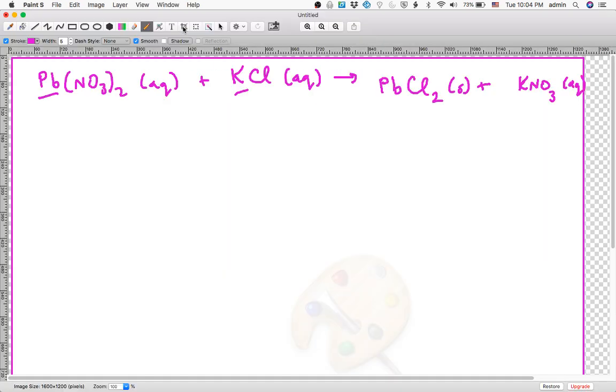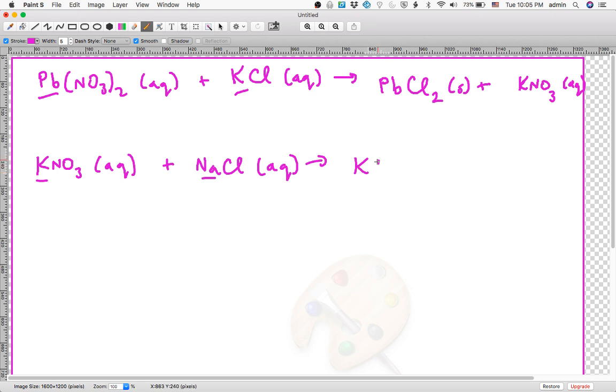So let me give you an example of a double displacement reaction that does not go. I mean, nothing happens. Let's say you have a solution of KNO3, and you mix that with a solution of sodium chloride. Let's do the double displacement here. The K goes with the Cl, and the Na goes with the NO3. All right. Now, when you mix KNO3 and NaCl, does anything happen? Do you form these products? Well, let's see.